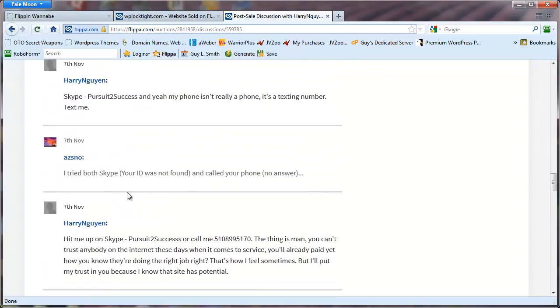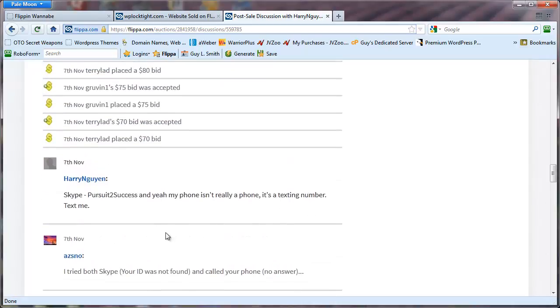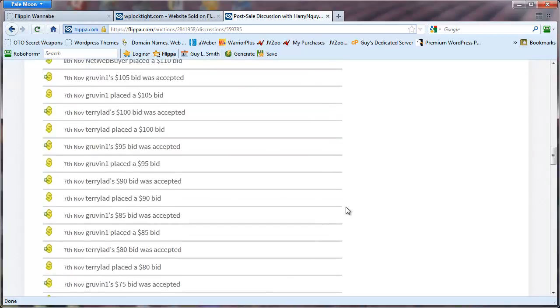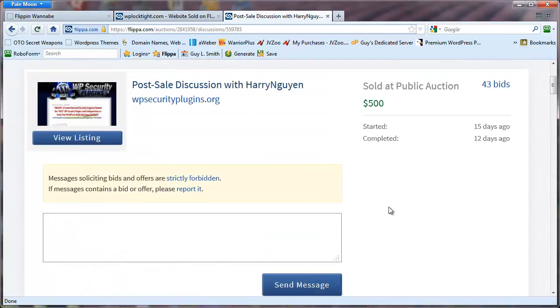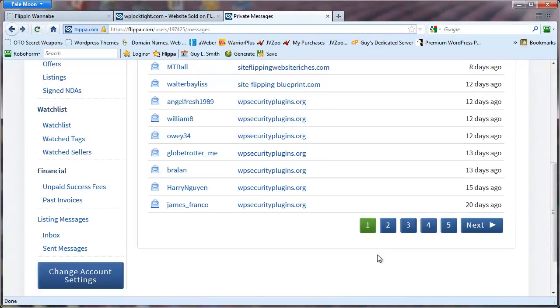And guess what? It didn't roll over. It didn't pick up. There was no answer. So then he goes, hey, yeah, my phone isn't really a phone. It's a texting number. Text me. And I'm going, okay, super flake. So it just solidified my idea that this guy was just coming out of left field. And guess what? He was. Because now we see later on that he's completely banned.